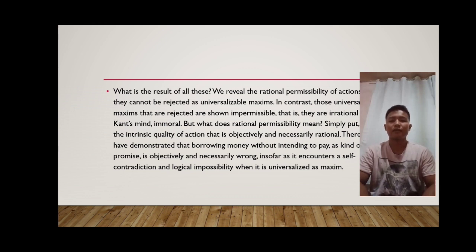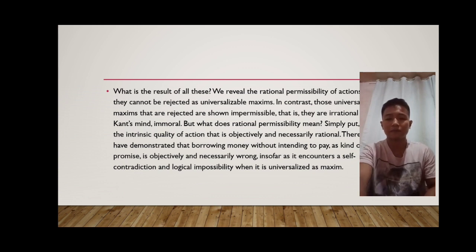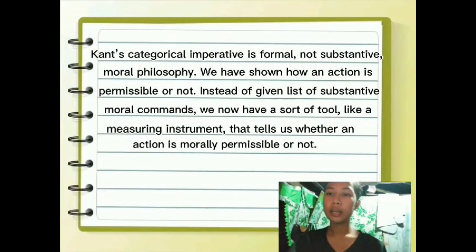The result of all this is to reveal the rational permissibility of actions. They cannot be rejected as universalizable maxims. So we've shown that borrowing money with no intention of repaying is wrong. Kant's categorical imperative is formal, not substantive moral philosophy. We have shown how an action is permissible or not. Instead of a given list of substantive moral commands, we now have a sort of tool, like a measuring instrument, that tells us whether an action is morally permissible or not.